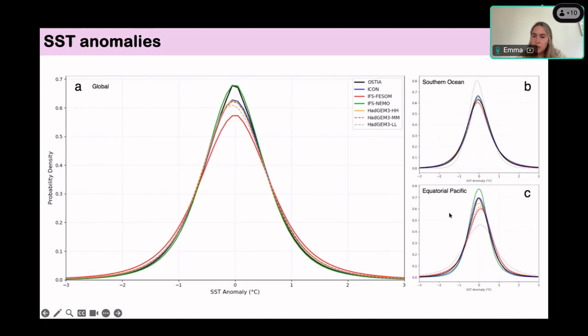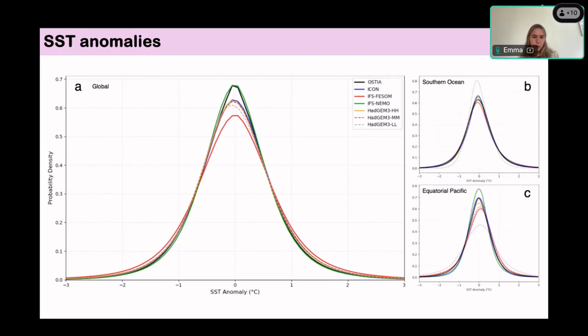Two regions that stand out are the Southern Ocean, which is a highly dynamical area, and we can see how the higher resolution models are outperforming the lower resolution HadGEM models. And as well, the Equatorial Pacific was a region of interest. Here we have a close match between ICON and the observations, and all the other models have varying degrees of fidelity, with the lower resolution being, again, the worst performer.